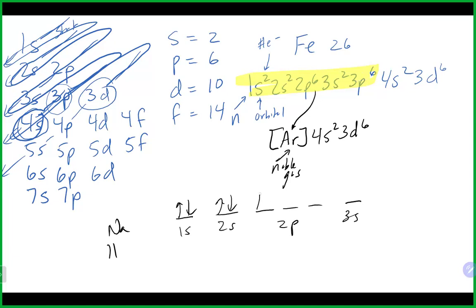Remember, Hund's rule means that we go one at a time and then we fill it. Pauli's exclusion rule means that electrons cannot have the same 4 quantum numbers. That's why we go opposite spins, one up, one down in the same orbital. And here would be our orbital diagram.